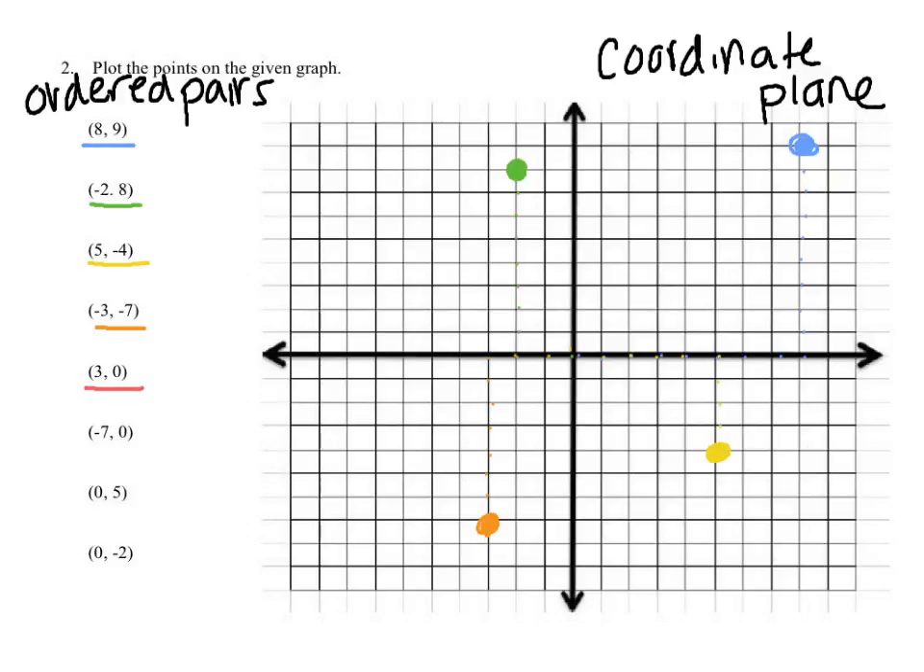Now we have 3, comma 0. I start in the origin, and I go to the right 3. 1, 2, 3. And it says 0, so I don't go up or down. So my point just stays right there on the x-axis. Now I have -7, comma 0. So I start at the origin, and I go -7. 1, 2, 3, 4, 5, 6, 7. And it says 0, so I don't go up or down. My point is just right there.